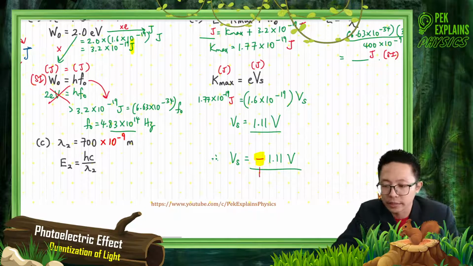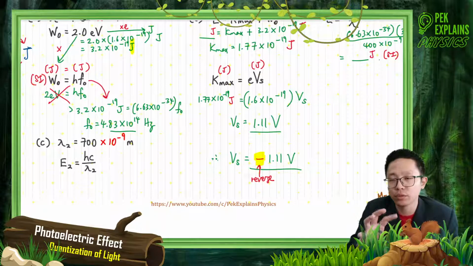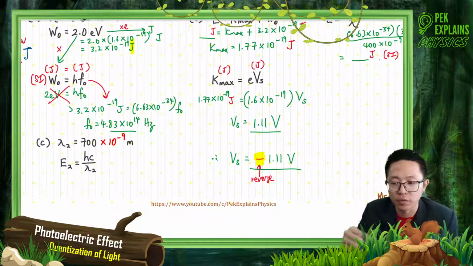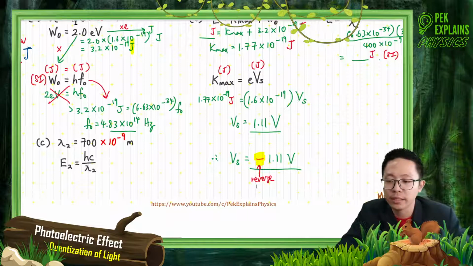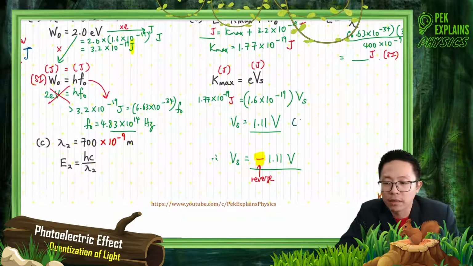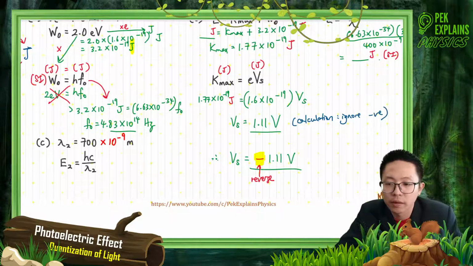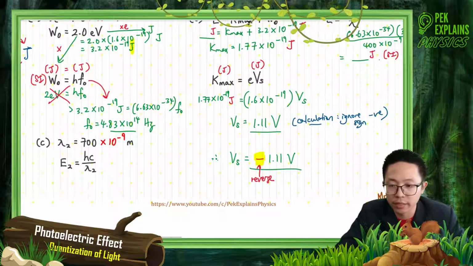The negative means reverse, because when you want to apply a stopping voltage, you reverse the potential difference, you reverse the terminal. That's why the stopping voltage has a negative sign, but in calculation, ignore the negative sign.